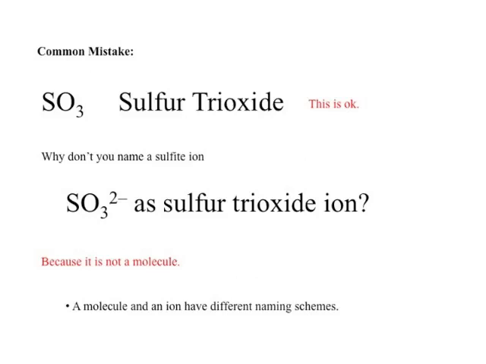Then, what is the name of SO3 2-? Can you say sulfur trioxide ion? No, you cannot. The name of this polyatomic ion is sulfite. It's not related to the name sulfur trioxide. It's simply sulfite ion. And the reason is SO3 2- is an ion, and SO3 is a molecule. And molecules and ions have different naming schemes. Let's move to the next slide.